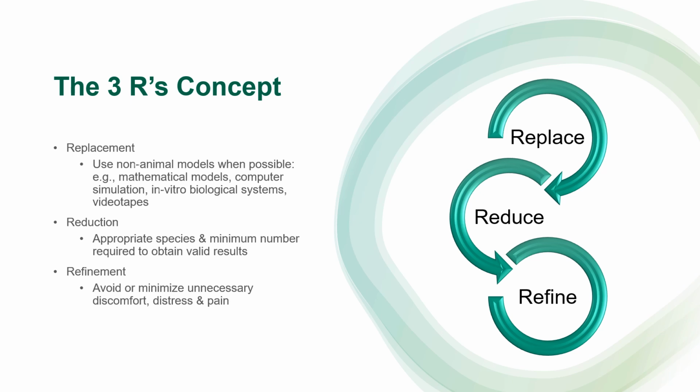The second R is reduction. It emphasizes minimizing the number of animals used in experiments. To achieve the principle of reduction, we carefully consider the species and use the minimum number of animals necessary to obtain valid results. The third R is refinement.